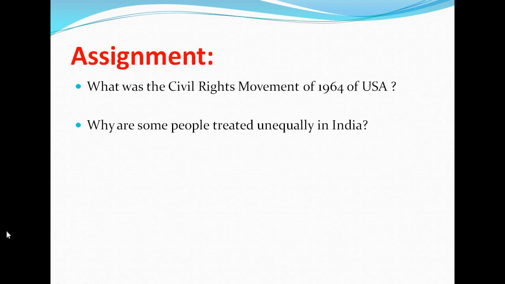Now here is the assignment. Only two questions are there. What was the civil rights movement of 1964 of USA? Why are some people treated unequally in India?